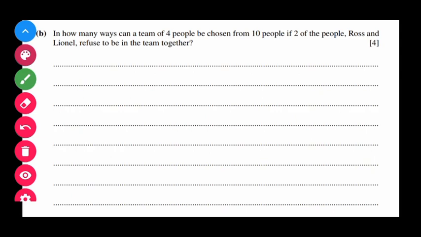In how many ways can a team of 4 people be chosen from 10 people if 2 of the people, Rose and Lionel, refuse to be in the team together? Okay, this is also an interesting question. In how many ways can a team of 4 people be chosen? So we have to choose. Remember, this is choose, means select. That means it is combination. From 10 people, you have to choose.